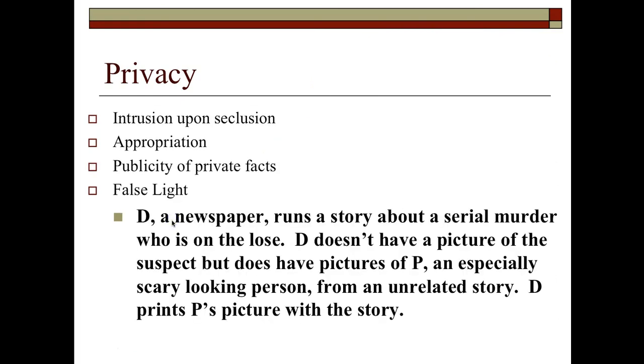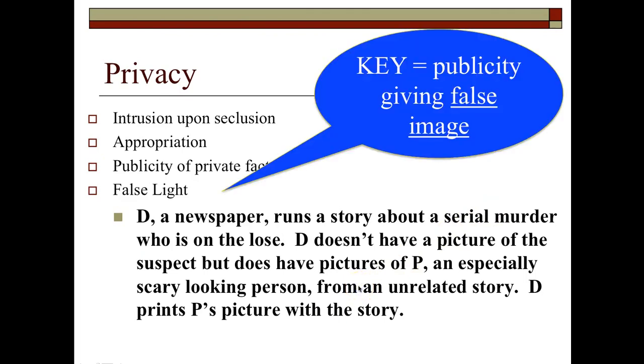The final example. Suppose defendant newspaper runs a story about a serial murder on the loose. They don't have a picture of the suspect, but they do have pictures of the plaintiff, so they simply use the picture of the plaintiff in the story, implying, of course, that he is the serial murderer. What claim? Obviously false light, right? It's a false information, so it's going to be the false light claim, and because it's in a newspaper, it's going to be publicity.